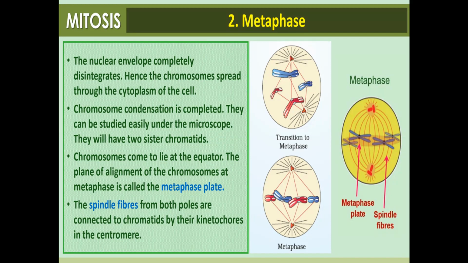Chromosomes come and lie at the equator. The plane of alignment of chromosomes at metaphase is called the metaphase plate. The spindle fibers of both poles are connected to the chromatids via their kinetochore in the centromere. You can see the red spindle fibers here, they are joined to this structure, which is called the kinetochore.